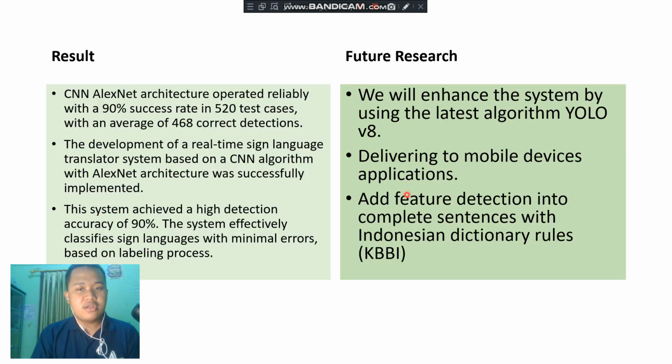The result and the future research. The CNN with AlexNet architecture is apparently reliable. The development of a real-time sign language translator system based on a CNN algorithm with AlexNet architecture was successfully implemented and is possible, giving us a good result. The system achieved a hand detection accuracy of 90%. The system effectively classifies hand signs with minimal errors based on the labeling process. Also, we will add detection into complete sentences with Indonesian dictionary rules.